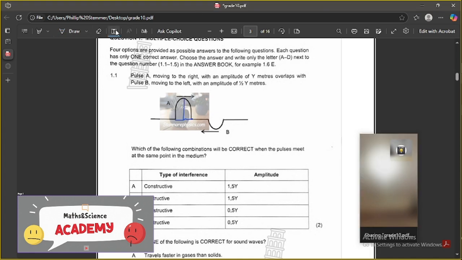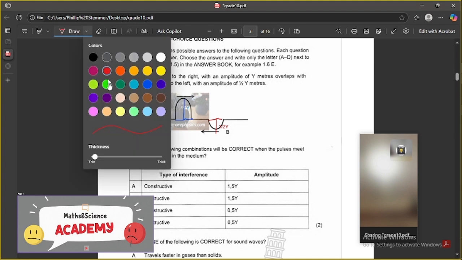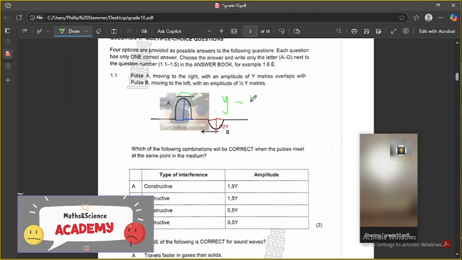And then the amplitude of A is given by y meters, and the amplitude of B is given by 1 over 2y meters. So now we have to find which of the following combinations will be correct when the pulses meet at the medium. The upper direction is positive and the downwards direction is negative, so it's going to be 1y minus 1 over 2y, and when you add them, it's 1 minus 1 over 2, which is 1 over 2y.